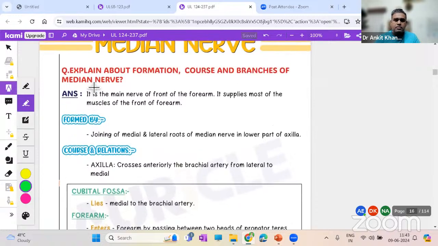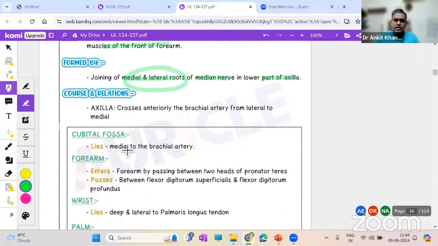It supplies most of the muscles of the front of the forearm. It is formed by the medial and lateral roots of the median nerve in the lower part of the axilla. I told you, medial and lateral roots. These two roots come from the medial and lateral cords of the brachial plexus. This is how the median nerve actually starts. In the axilla, it crosses the brachial artery from lateral to medial.